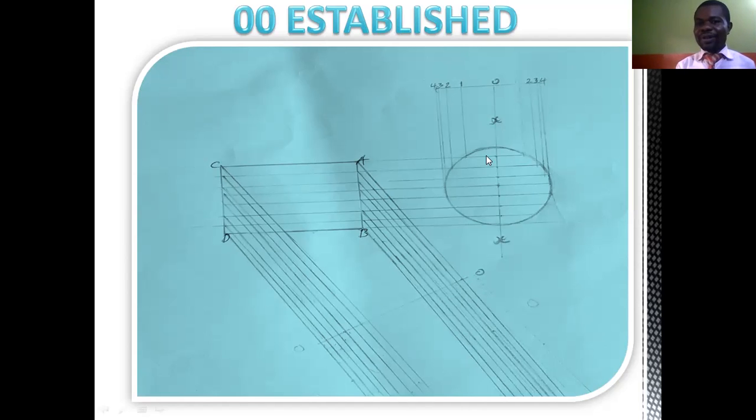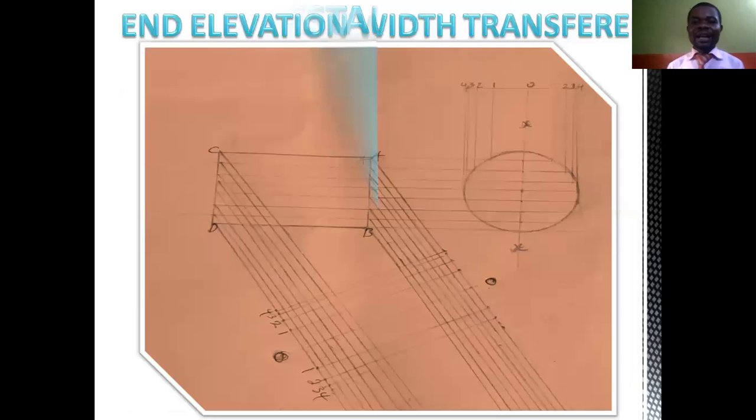What you also have here, 0 to 1, 1 to 2, 2 to 3, 3 to 4, you also transfer it at both sides and at this side of the 0, 0. You remember this is your 0, 0 here. This is the width of the end elevation. You will transfer it to this side now. That is, you will have something like this. That is what you're having.